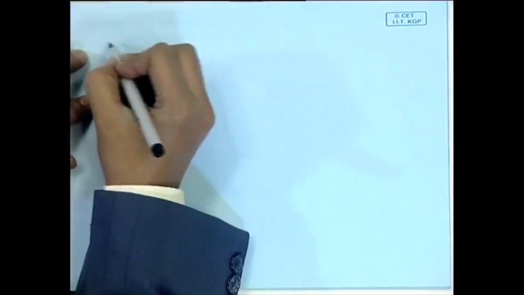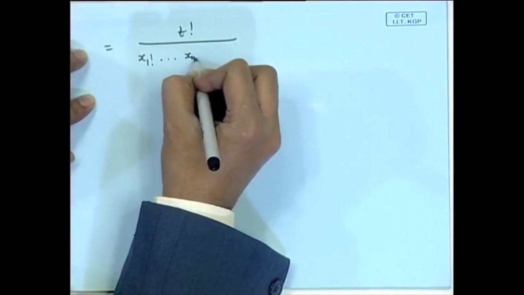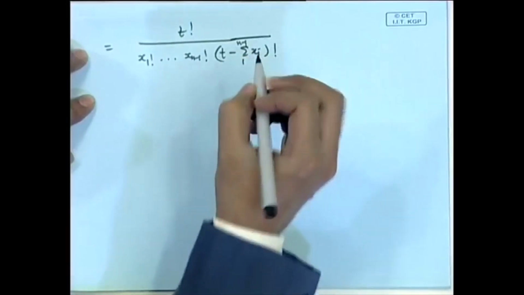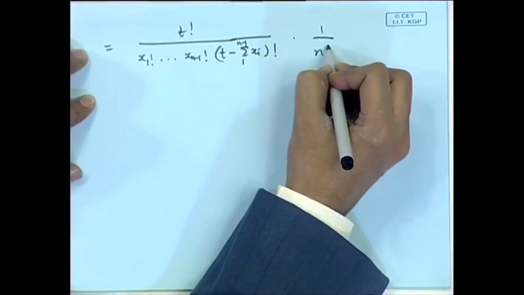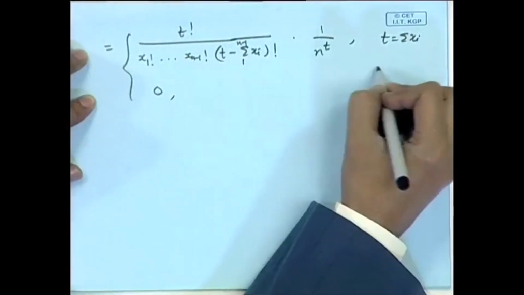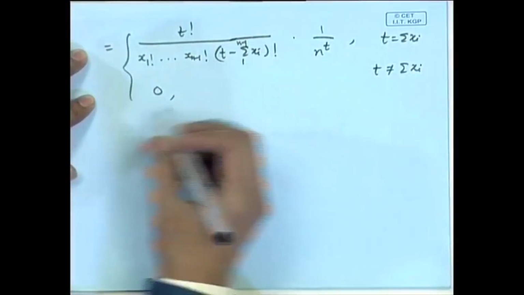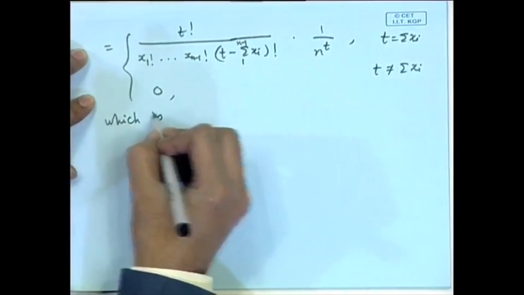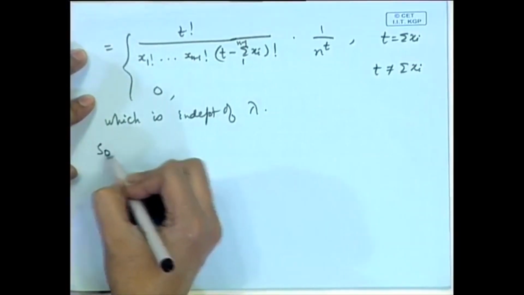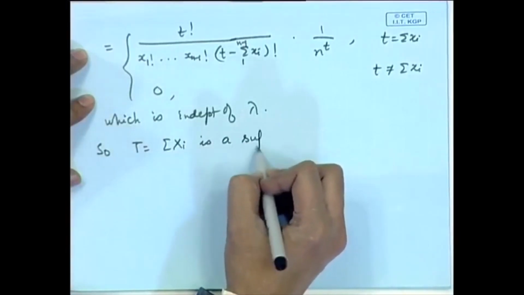So, we are left with t factorial divided by x1 factorial and so on, x(n-1) factorial, t minus the sum of Xi, 1 to n minus 1, factorial, and 1 by n to the power t when t is equal to the sum of Xi, and it is equal to 0 if t is not equal to the sum of Xi. Now, you can see here this term does not depend upon lambda. This is independent of lambda. So, we conclude that T, that is the sum of Xi, is a sufficient statistic.